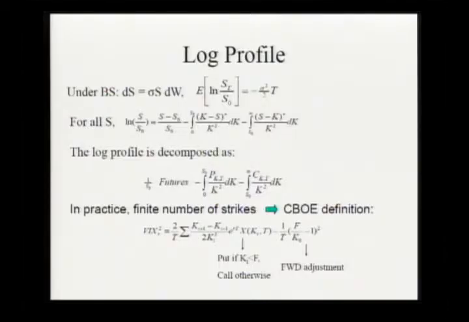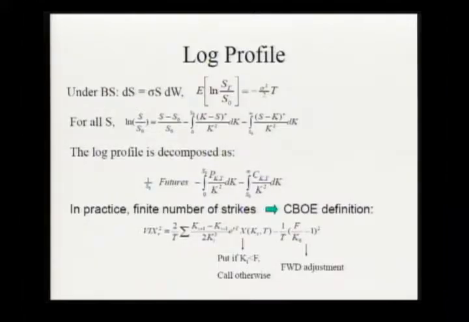So here it's VIX squared, so it's the square root of the whole thing here, which is based on the price of options. The X means out-of-the-money options. So it's calls for high strikes and puts for low strikes, plus a correction term due to the fact that usually the forward doesn't fall on one strike. And it's an approximation of the log profile.